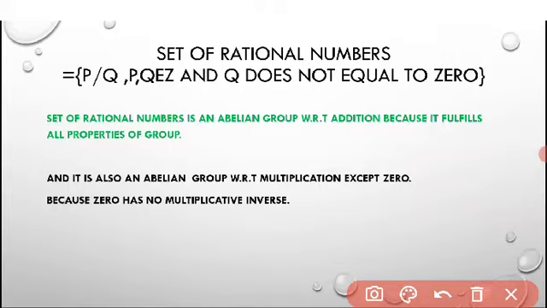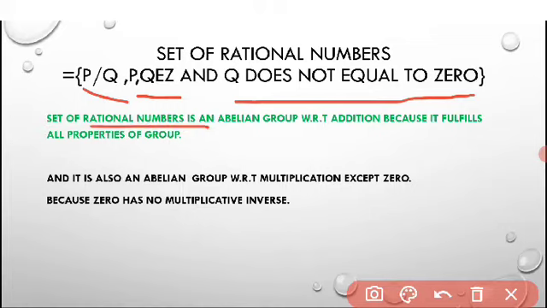The set of rational numbers. Rational numbers are those which we can write in p by q form, where p and q belong to integers, and q does not equal 0. q should not be equal to 0. If there is 0 in the denominator, then we get infinity, which is not a valid value.